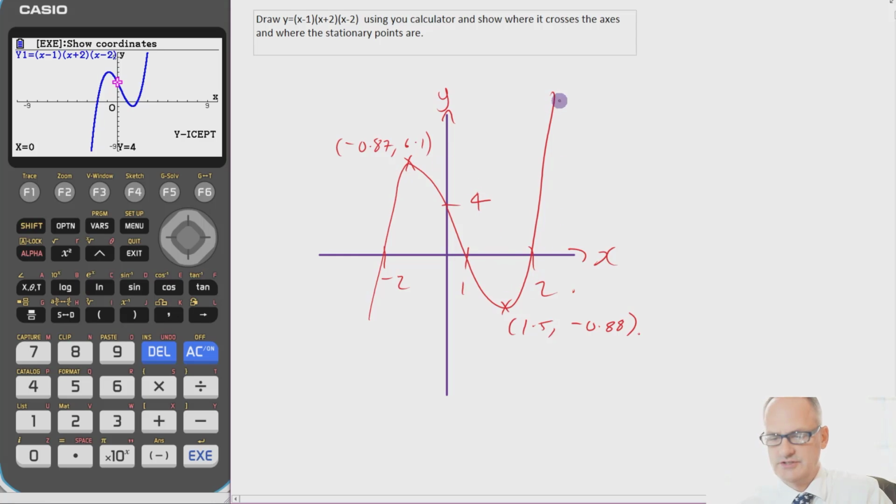Notice it is a sketch. When you do sketches, only straight lines have to be straight. The curve doesn't have to be perfect. The scale doesn't have to be perfect. Just need to indicate the key points.